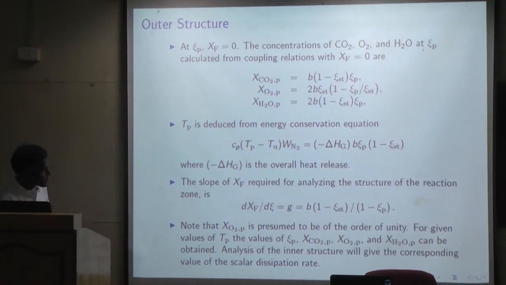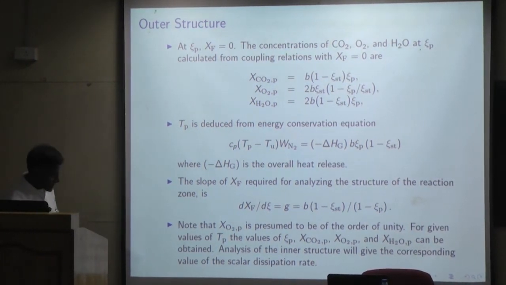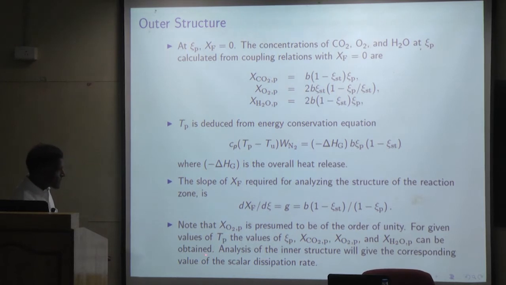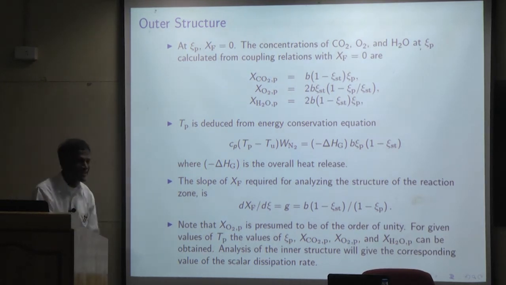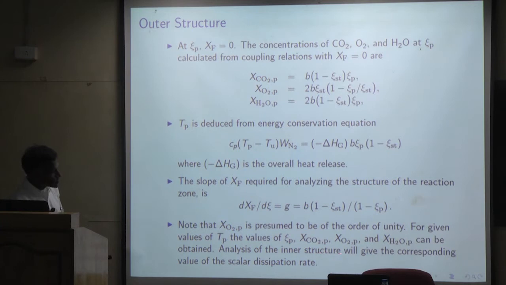All right. So again, I think I may have said that here. Note that it's presumed, for given values of TP, the values of CP are all calculated. Analysis of the inner structure, I pretty much answered that question. Analysis of the inner structure will give the corresponding value of the scalar dissipation rate, which is consistent with that selected value of XO2P. Okay, that's the point.